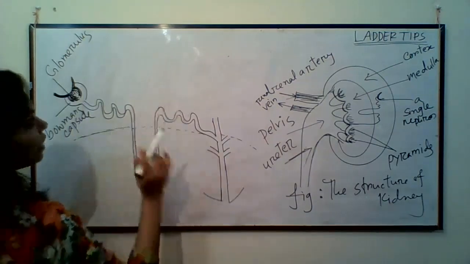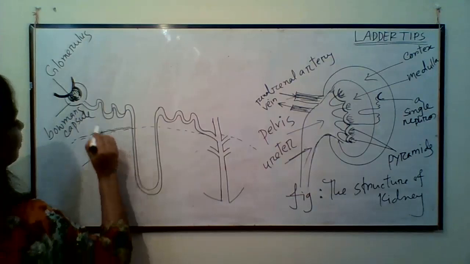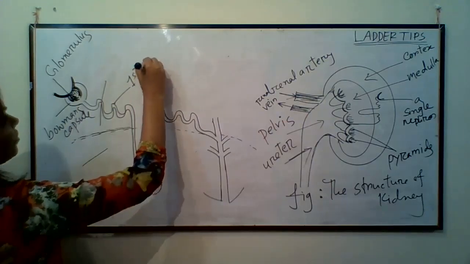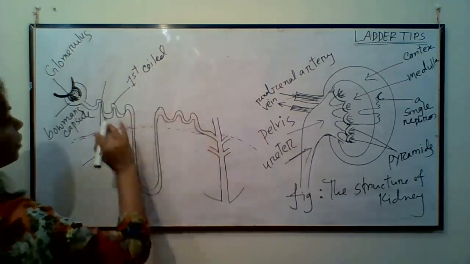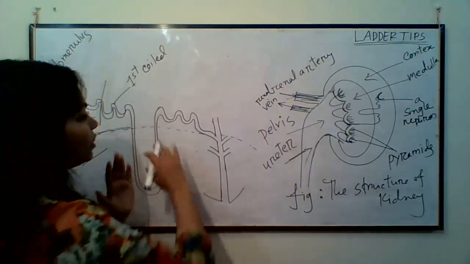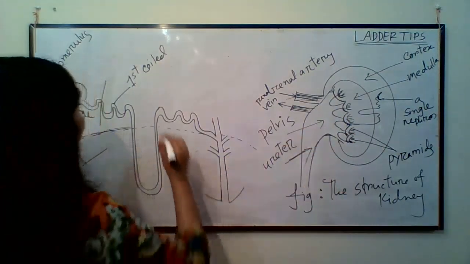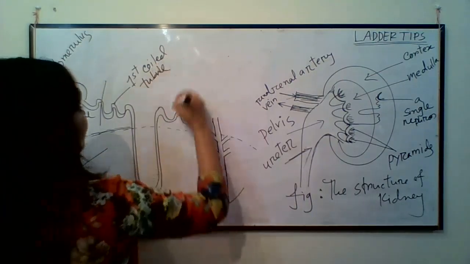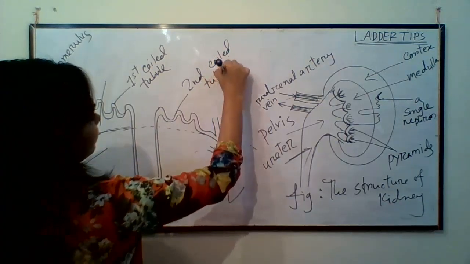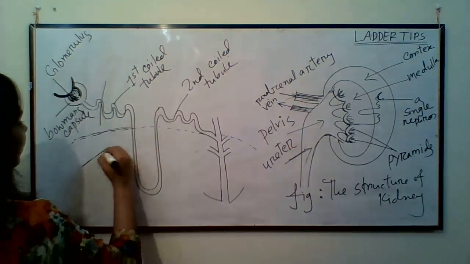These are actually dark, and this is the loop of Henle. So this is one part, this is another part. This is the first coil tubule. There are some steps to purify the blood. In my next class, I will show the whole process of filtering in the nephron. This is the first coil tubule, and this is the second coil tubule. And then this part is called medulla.